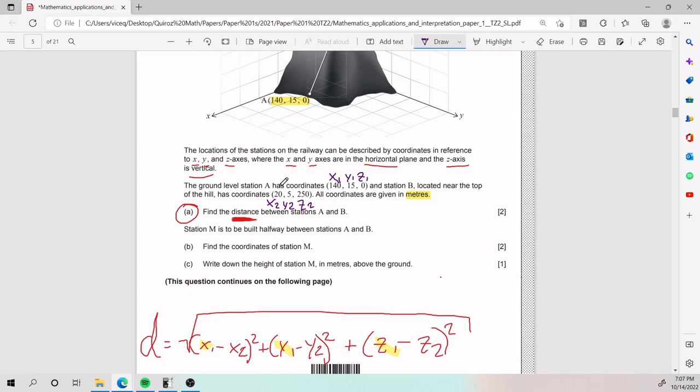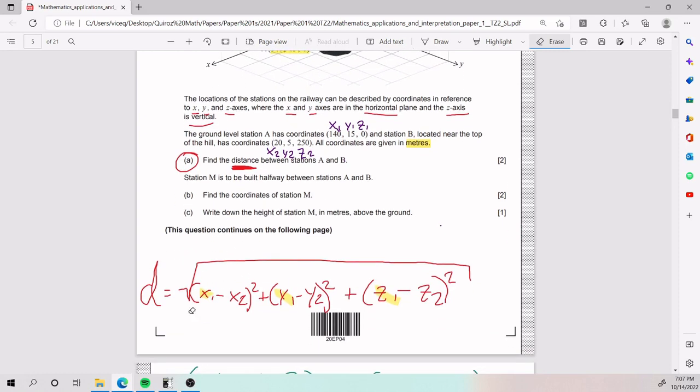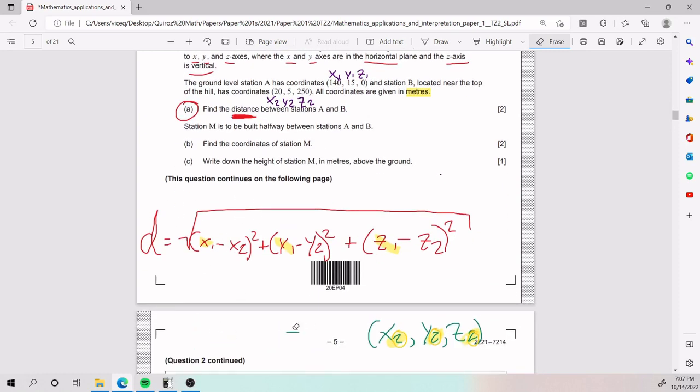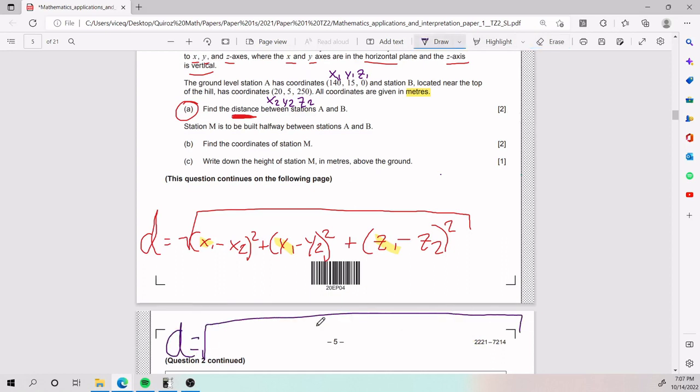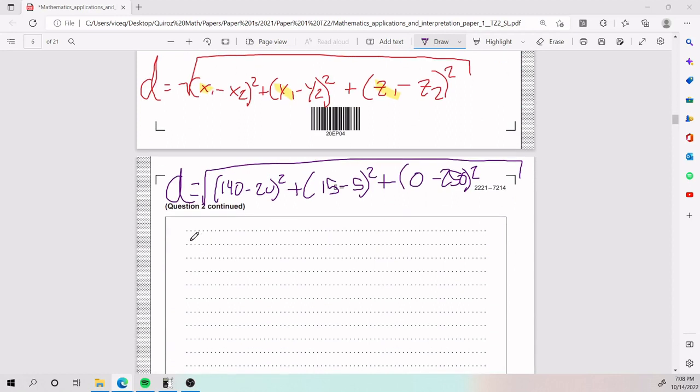Just take a moment, do this step so that you use the formula as you should, ¿cierto? So that you don't mess it up. So I'm going to plug in this stuff down here and see where we end up, ¿cierto? So D is going to equal the square root of (x1, which we said was 140, minus x2, which we said was 20) squared, plus (y1, ¿cierto?, 15, minus y2, 5) squared, plus (0 minus 250) squared. See? So we put all of that into our calculator and we will end up with something that looks a little bit like this.